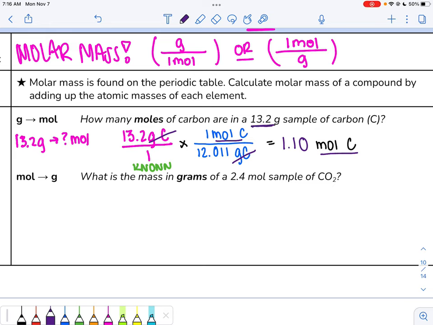If you plug that into your calculator, you don't get exactly that number, but remember, we're doing calculations, so we have to account for significant figures. So here, 13.2 grams has three significant figures in it, which means my final answer needs three significant figures. So, done, box it, move on.